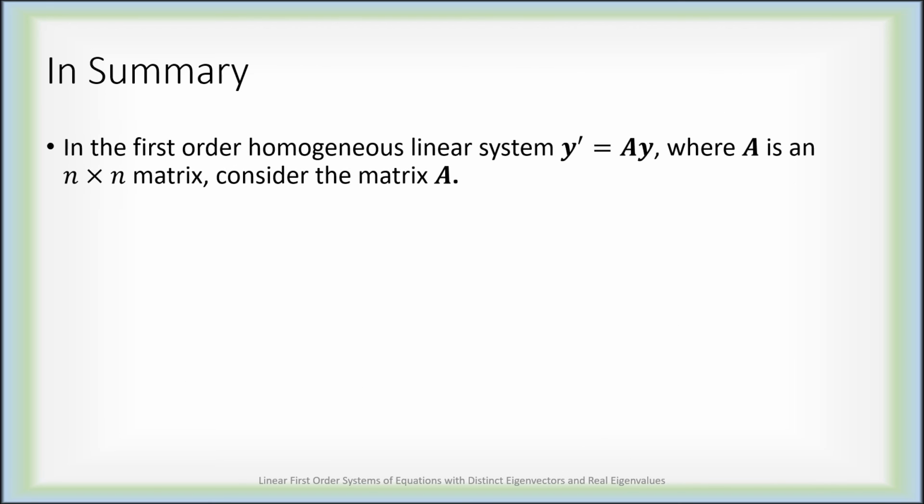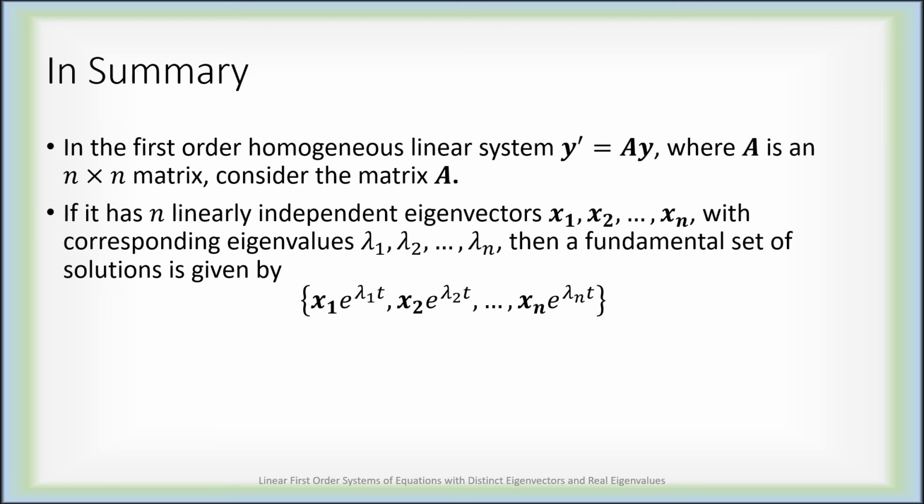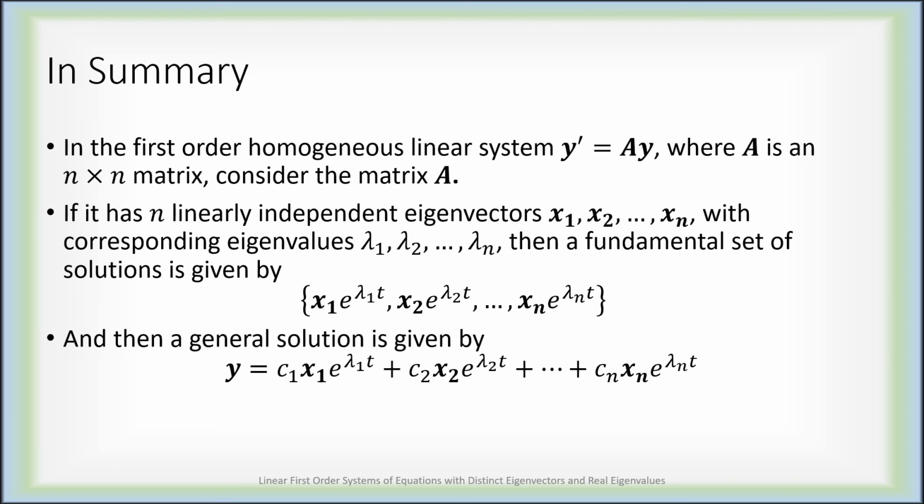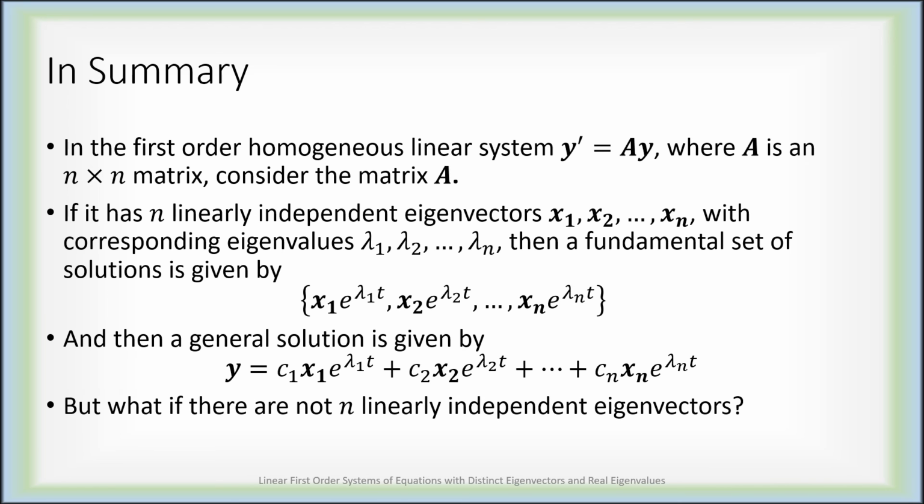Well, overall, what have we done? If you have the first order homogeneous linear system y prime equals Ay, where A is an n by n matrix of constants, first consider that matrix A. If you can find n linearly independent eigenvectors x1 through xn with corresponding eigenvalues lambda 1 through lambda n, then a fundamental set of solutions is given by the eigenvectors times e to the eigenvalue times t. Then you can write a general solution as an arbitrary linear combination of those elements of the fundamental set of solutions. What can we do, however, if there are not n linearly independent eigenvectors? In other words, what if the matrix A is not diagonalizable?